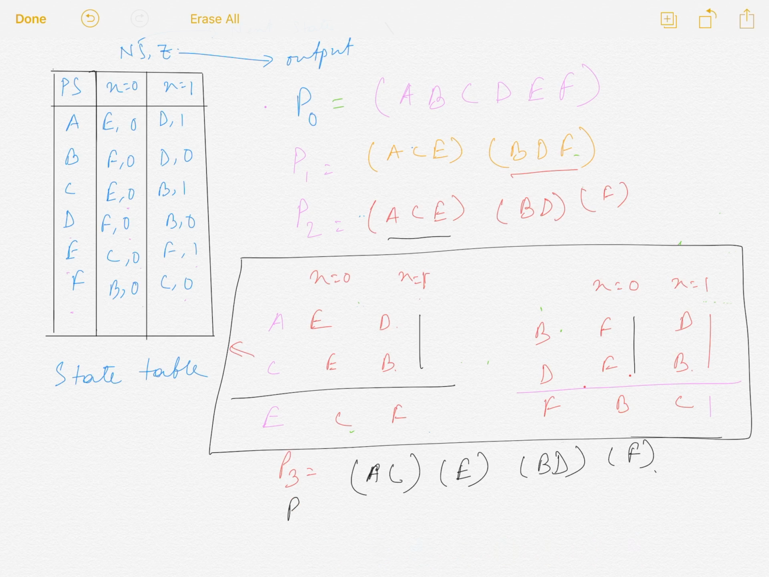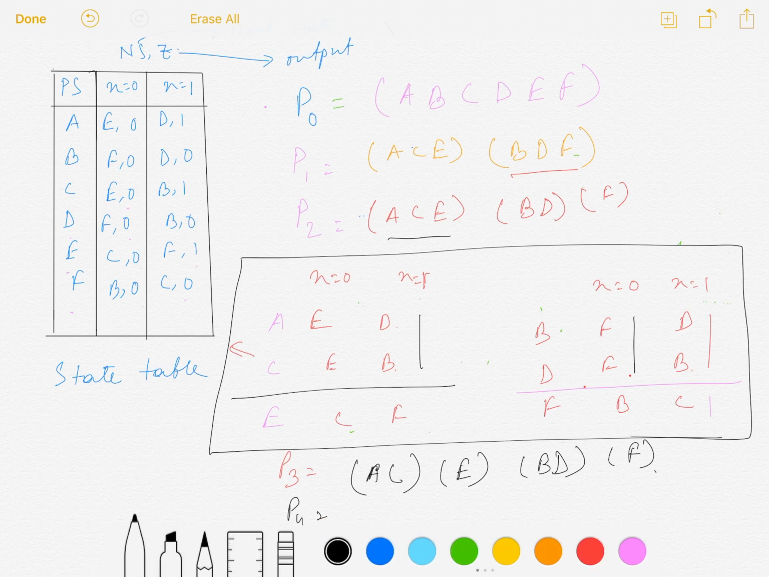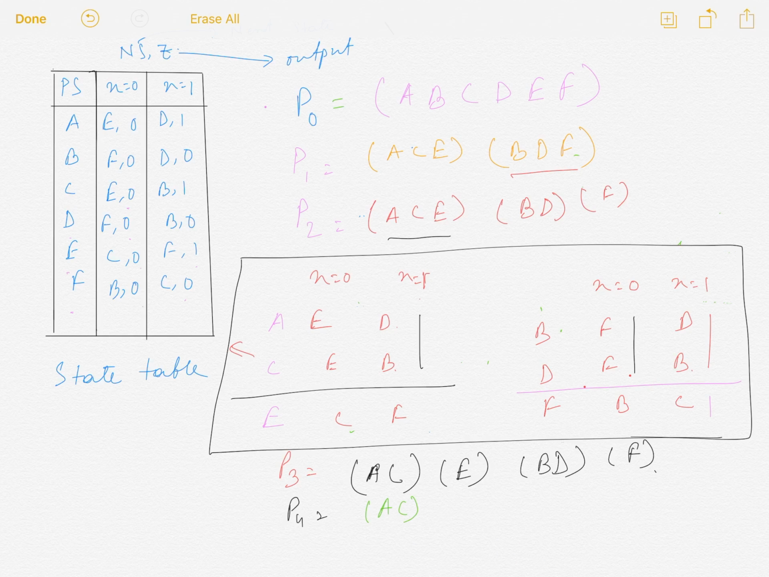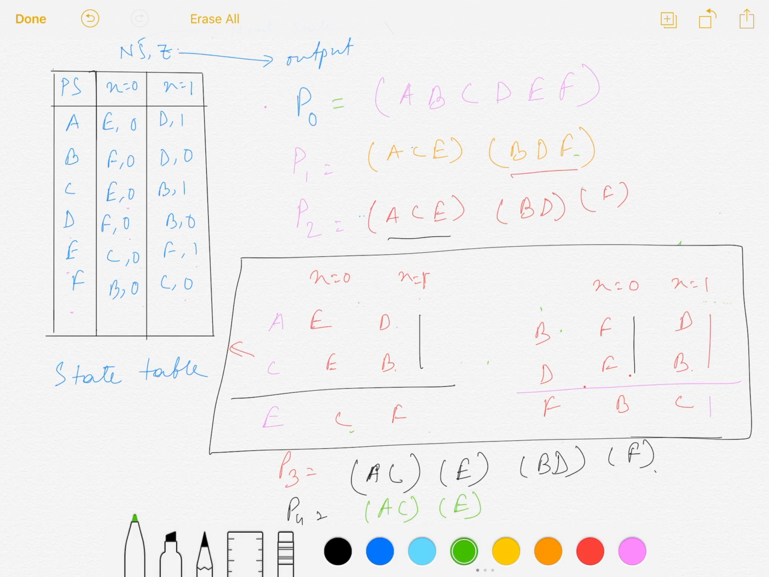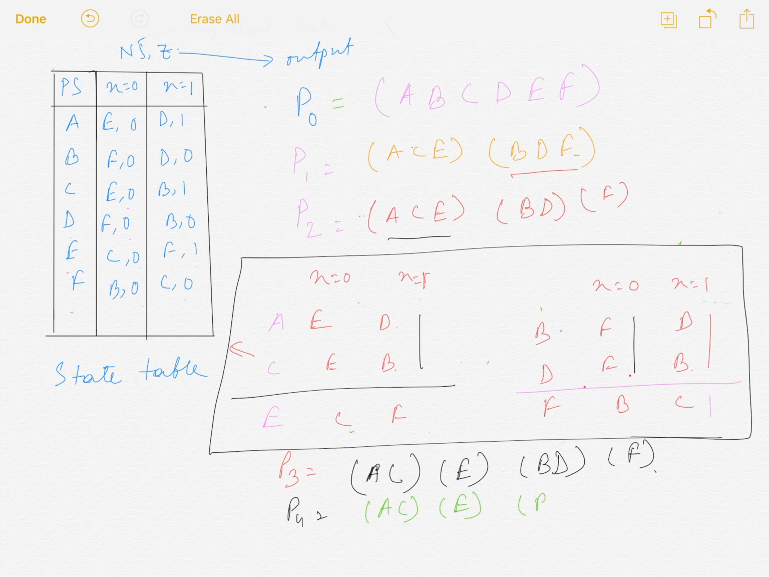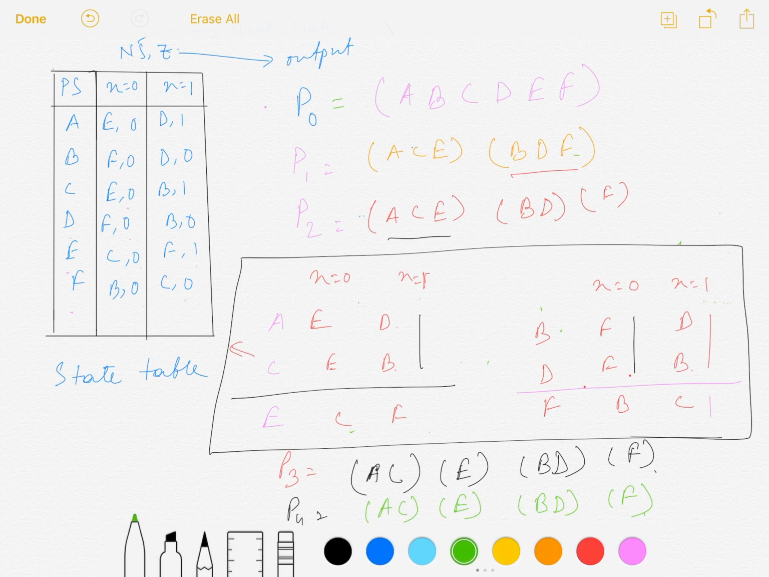Now, check for P4. For AC, for x equal to 0 we have next state E, and for x equal to 1 we have next state BD. All are in the same bracket in my previous partition, that is P3. So, AC will remain the same, and E remains the same. Now, for BD, for x equal to 0 I have F, which is in the same bracket in my previous partition, and DB, which is also in the same bracket. So, it will also not be changed.